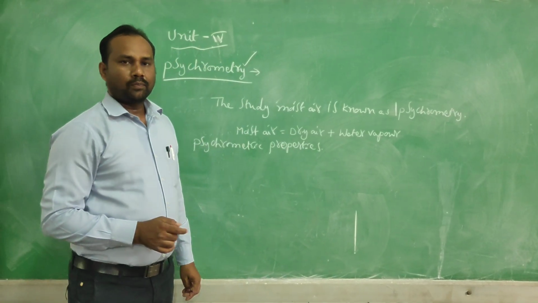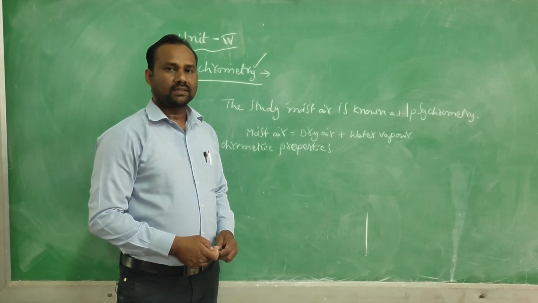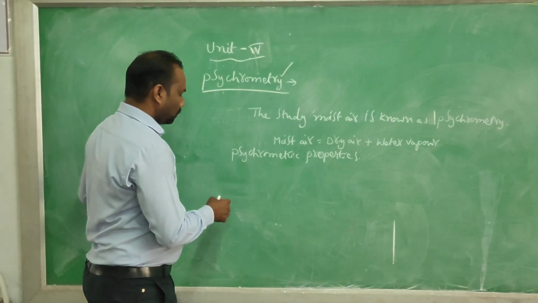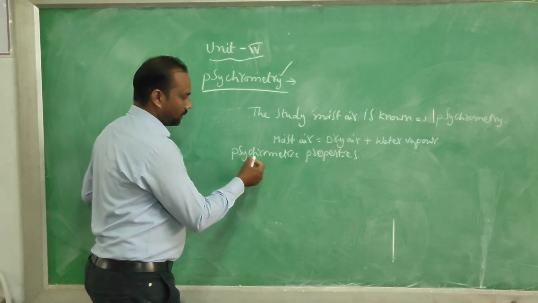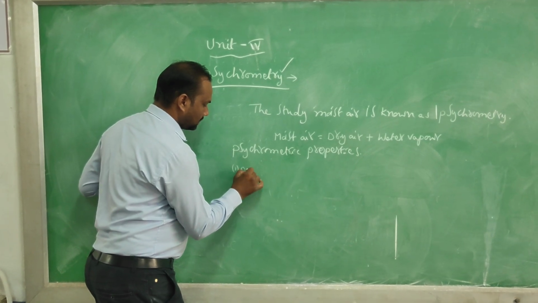It is very important to know psychrometric properties before moving to the air conditioning system, which will be addressed in the next class, right? There are two laws we need to know before moving to the psychrometric properties. One is called Dalton's law.